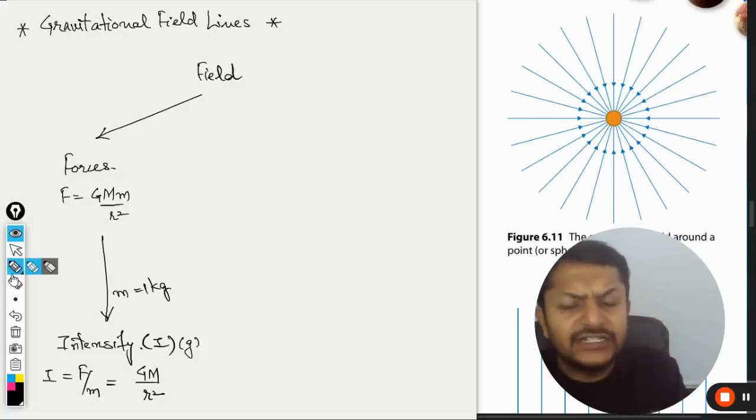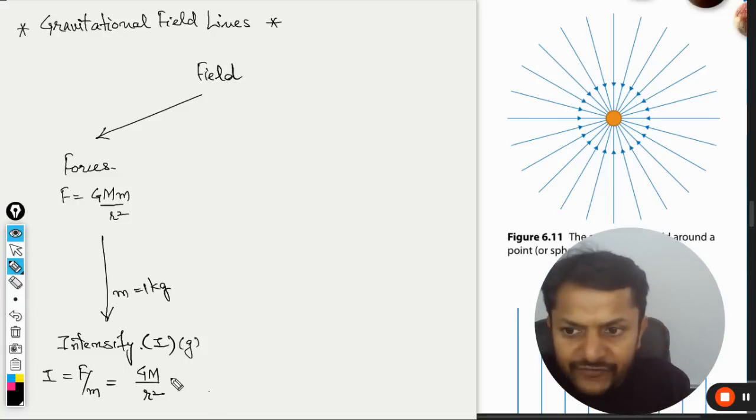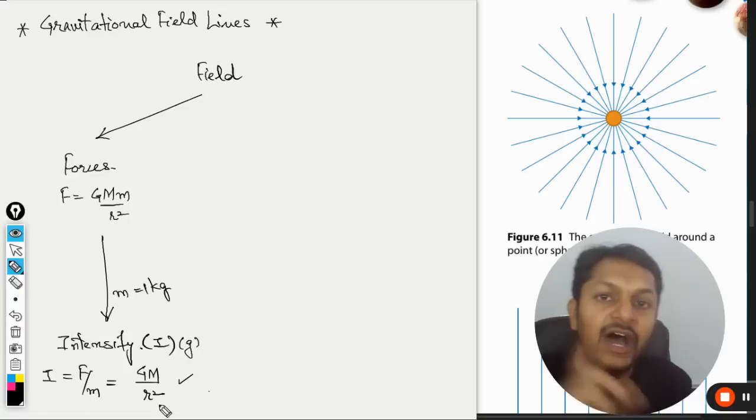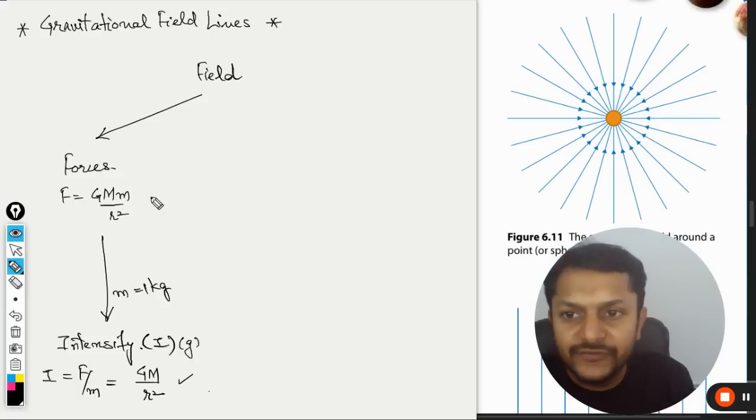So for this time, I will restrict myself to gravitation. So this is the gravitational field intensity, which is GM/r². Don't get confused. There is a square in the denominator. This is force.